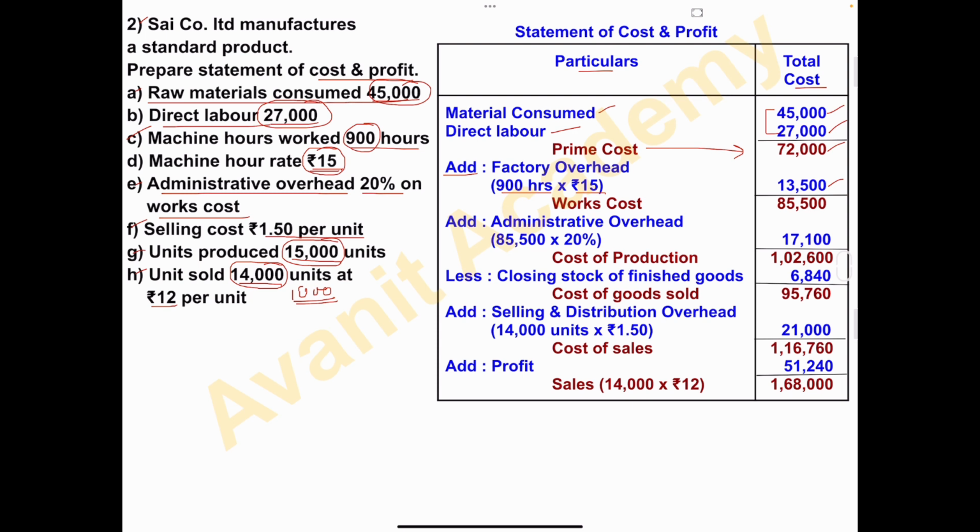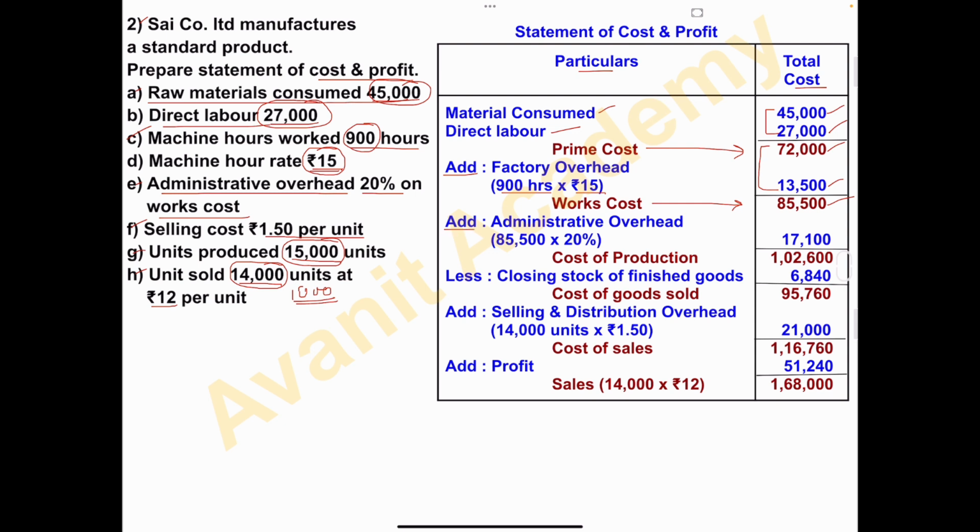Add these two amounts. 72,000 plus 13,500 and the total is 85,500. It is called works cost. So after works cost, we have to take administrative overhead or office overhead.